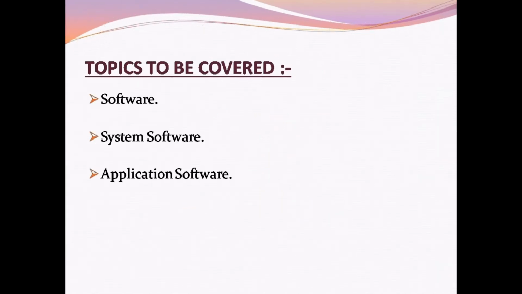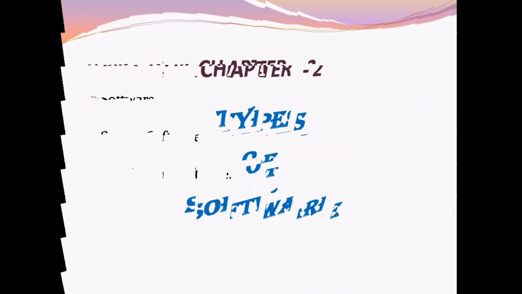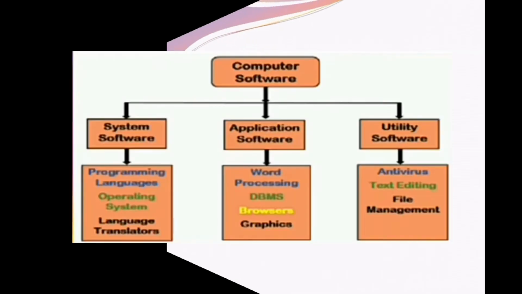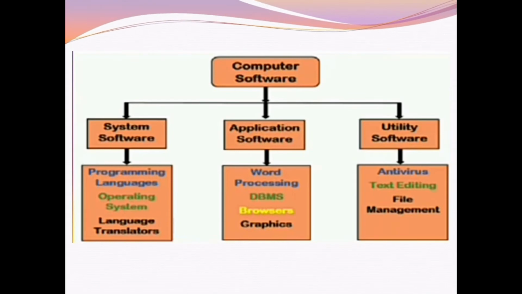That is types of software. So the topics to be covered in this chapter are what is software and types of software. That means system software and application software. Okay, so today we will learn about types of software. It is chapter 2 in the book.